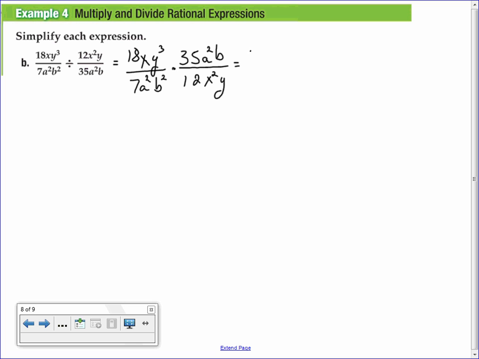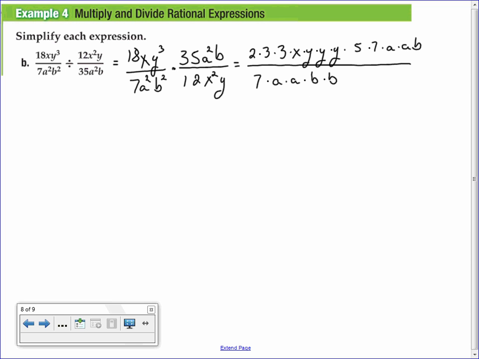All right, 18 is 2 times 3 times 3. Then I've got an x. I've got a y to the third. On this one, 35 is 5 times 7. A squared. B. There's my numerator. Now let's go to the denominator. 7 is prime. A squared. B squared. 12 is 2 times 6, which is 2 times 3. X squared. And y.